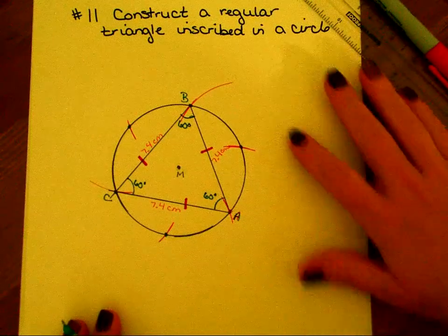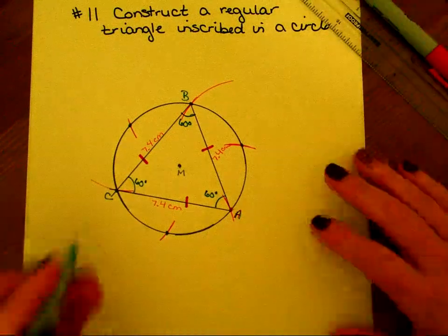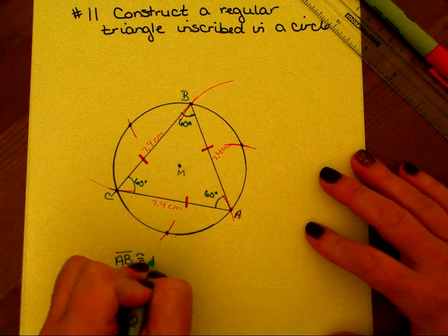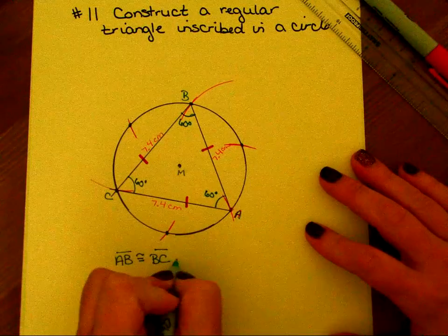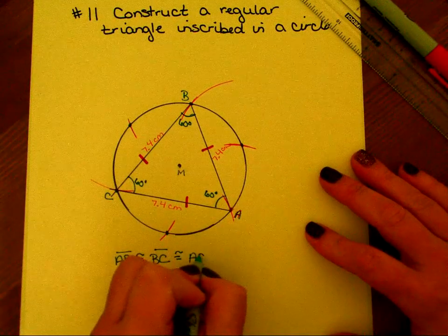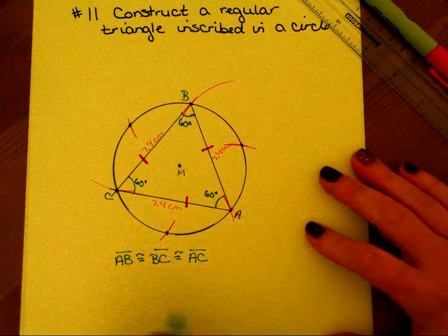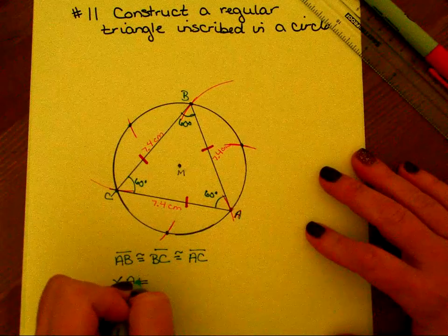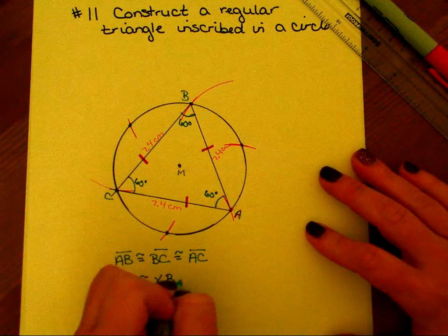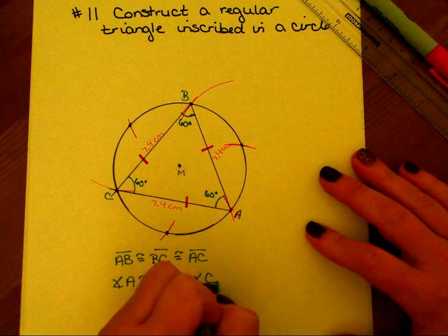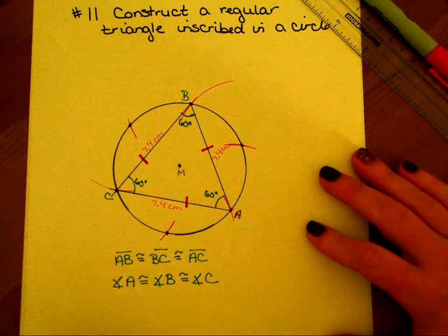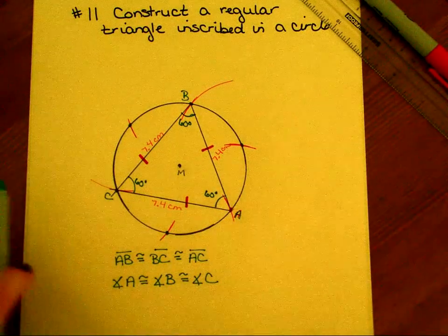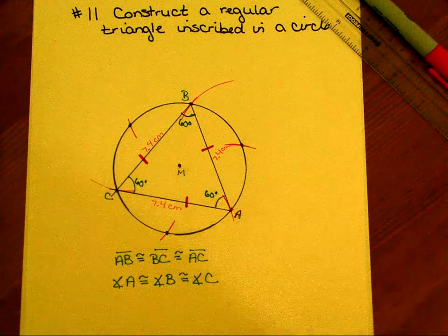Now I just need to write my statements. In this case, we have segment AB is congruent to segment BC, which is congruent to segment AC. We also have our three angles: angle A being congruent to angle B, being congruent to angle C. Now we can name those with our single letters because the only angle at this location is indeed A, and the same goes for the others. Good job.